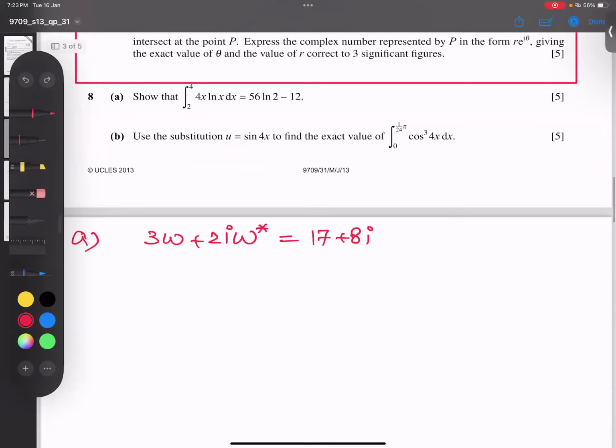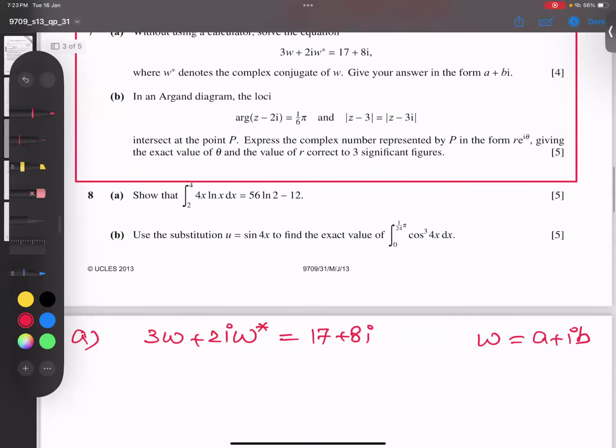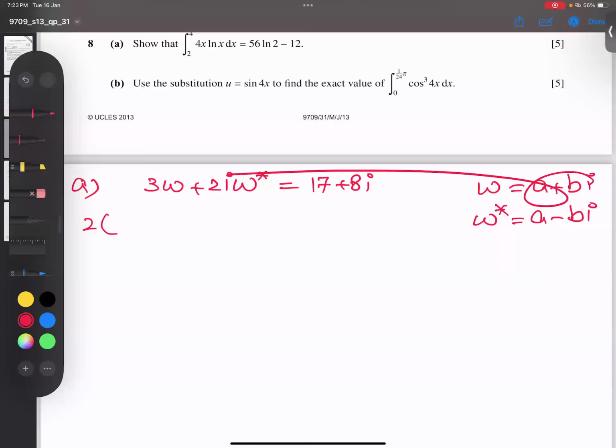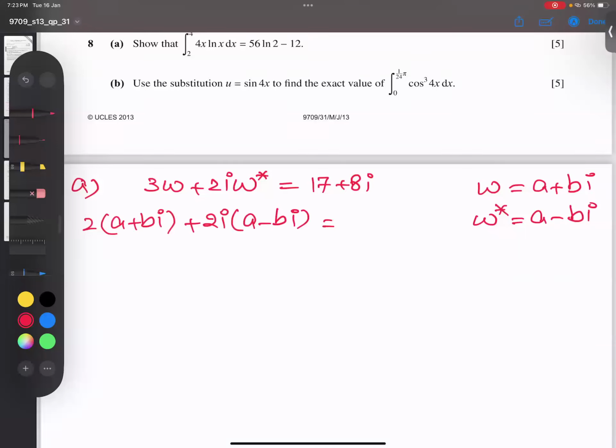So what I will do here, I will take w = a + ib, or b i, same thing. He writes bi, no problem. Then what is w*? Common sense: a − bi, because with the sign of i, changing the sign is called the conjugate. I'm replacing these values: 3(a + bi) + 2i(a − bi) = 17 + 8i.